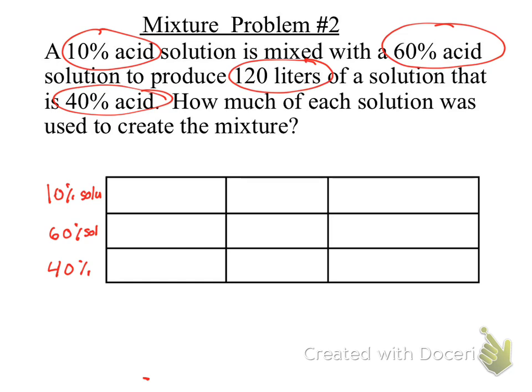Now, amount times what unit? Percent. And these are liters. And that equals the product. And this is the mix. Okay. What do we put in the first middle box? First middle box right here.